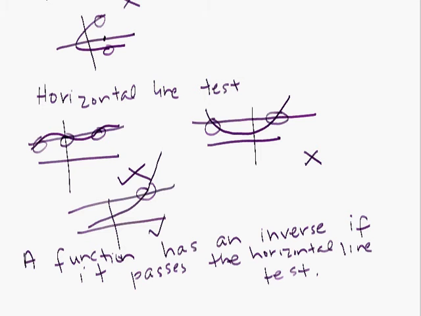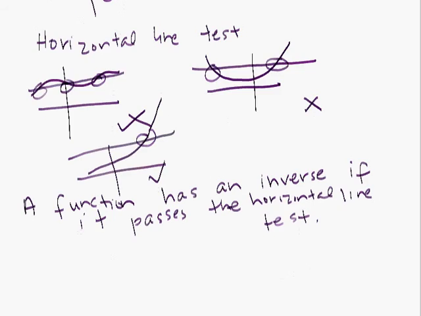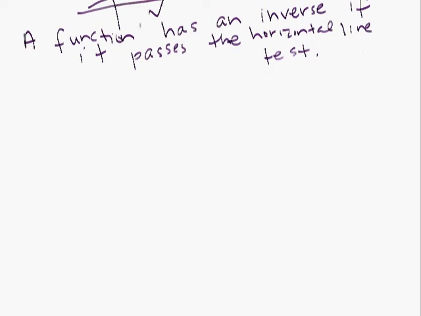So inverses, just like everything we've looked at so far, we've looked at both algebraically and geometrically. This is a geometric way of identifying whether or not a function has an inverse. It will have an inverse if you could switch the x and y axes and still pass the vertical line test. So we have the horizontal line test for that.